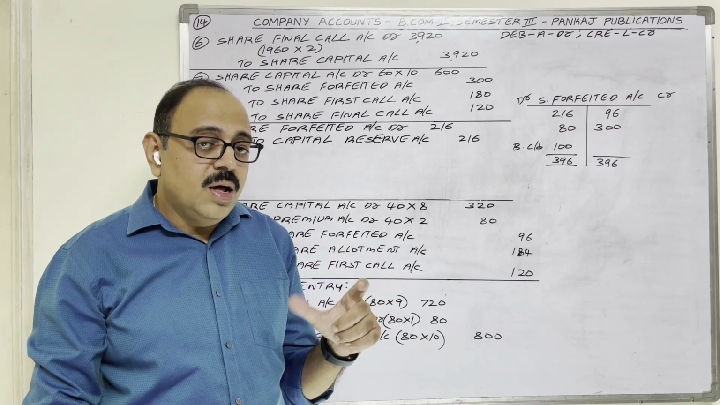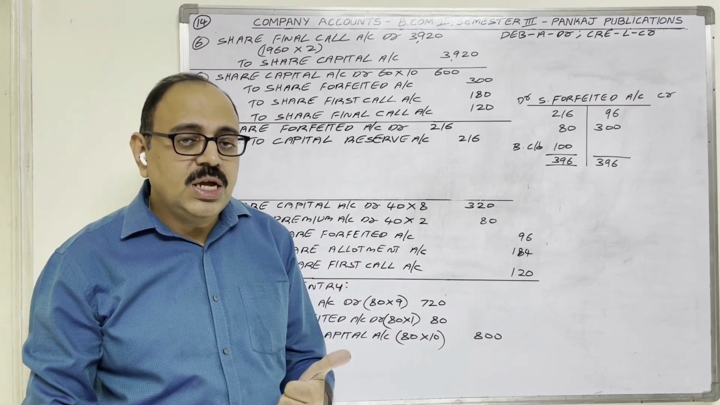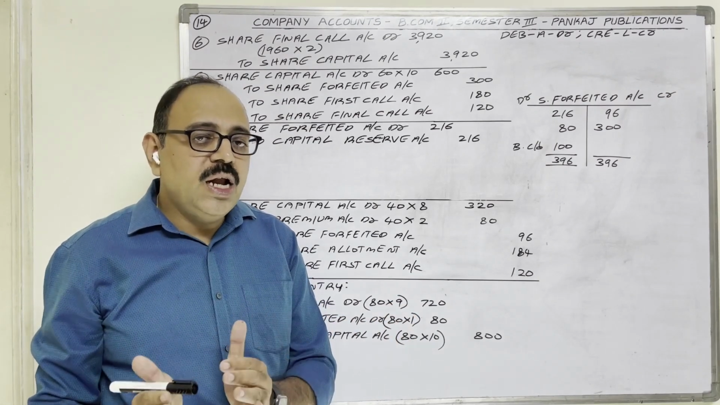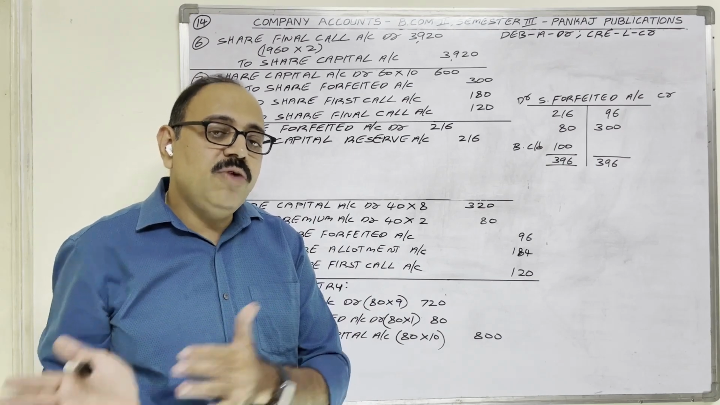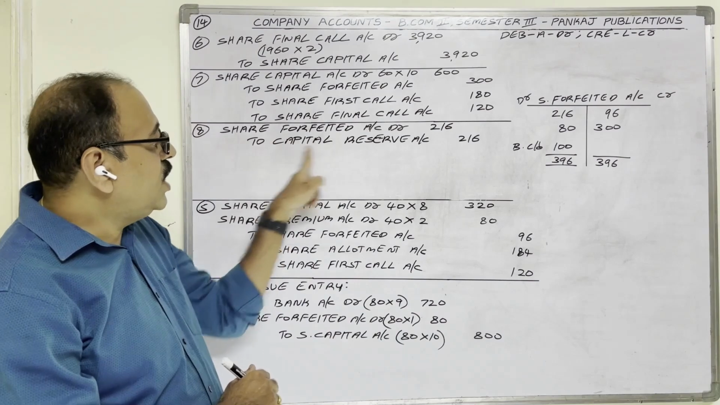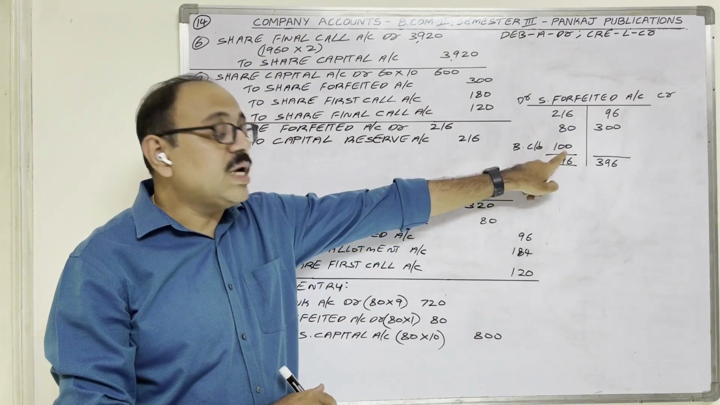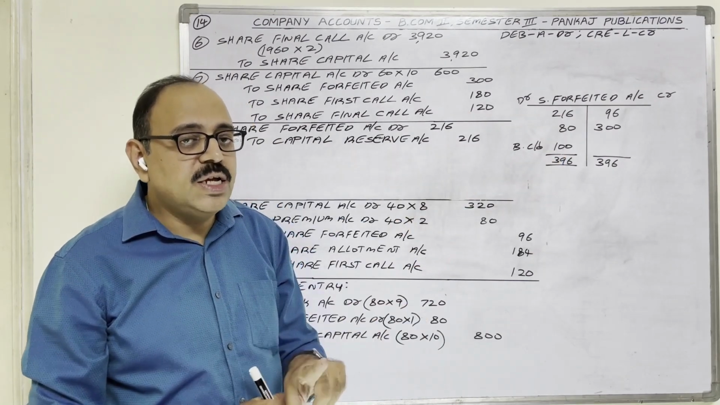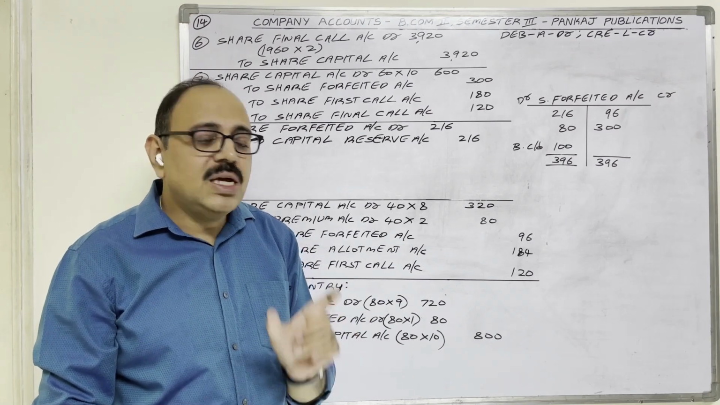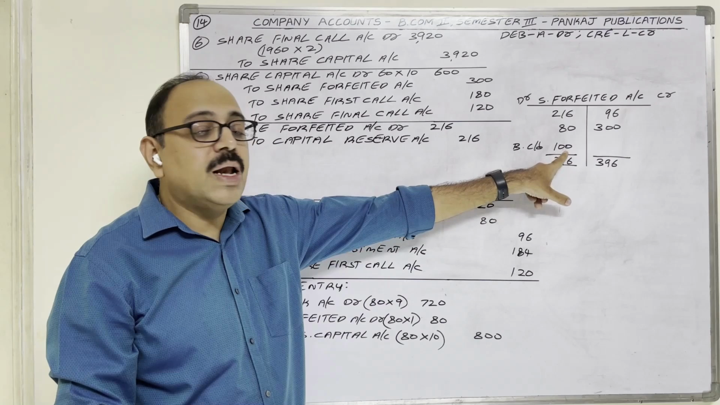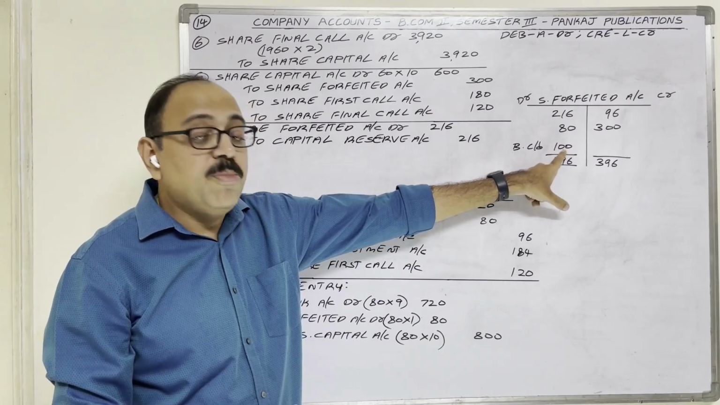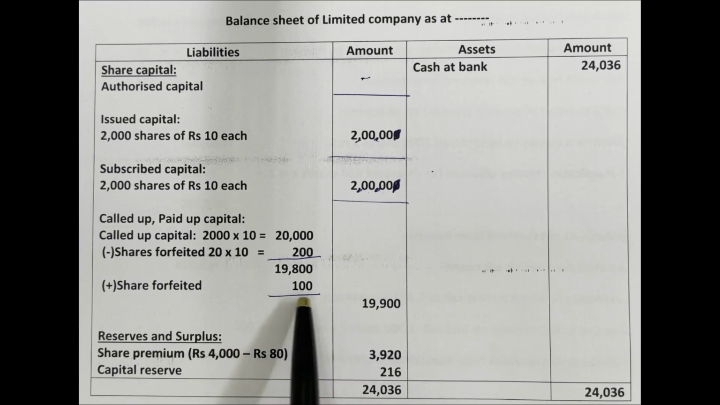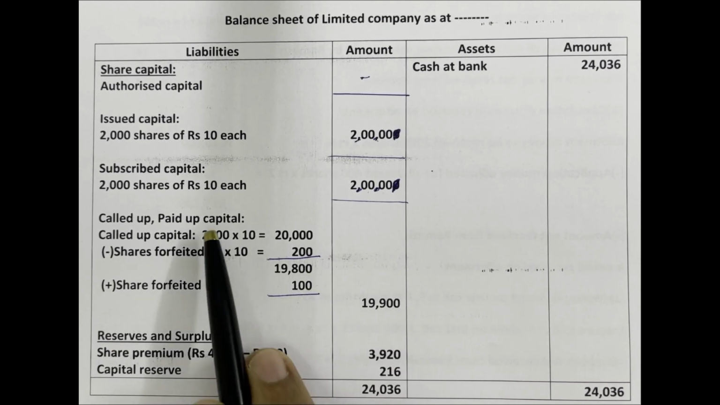Total shares forfeited: Ramesh's shares 40, Mohan's shares 60, total 100. But reissued shares are 80 only, no? So the forfeiture account credit balance related to 80 shares we have already transferred to capital reserve. This entry is for that only. Now this balance of 100 rupees is what? Forfeited but not reissued: 100 shares minus 80 shares, 20 shares are there. So the forfeited account credit balance related to 20 shares is 100 rupees. This amount appears separately in the balance sheet in the name of share forfeited account. 19,800 plus 100 rupees, 19,900 is the paid up capital.